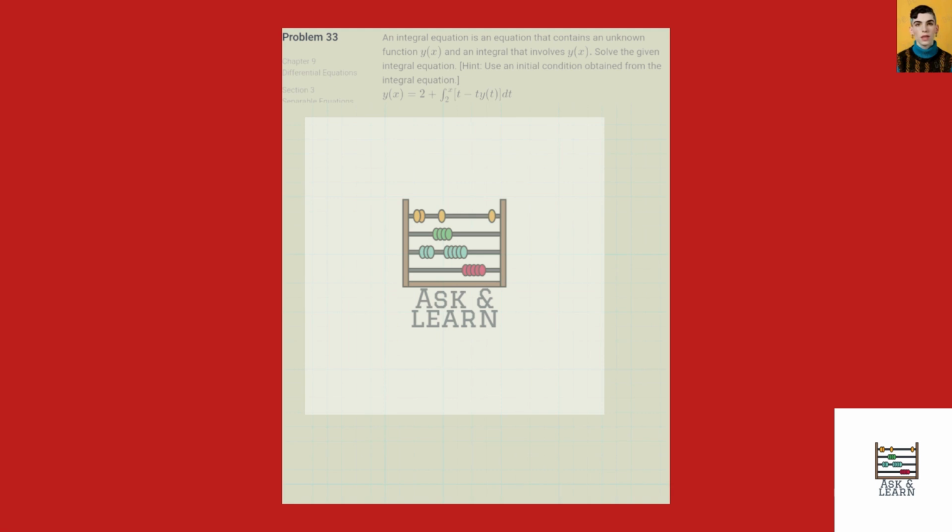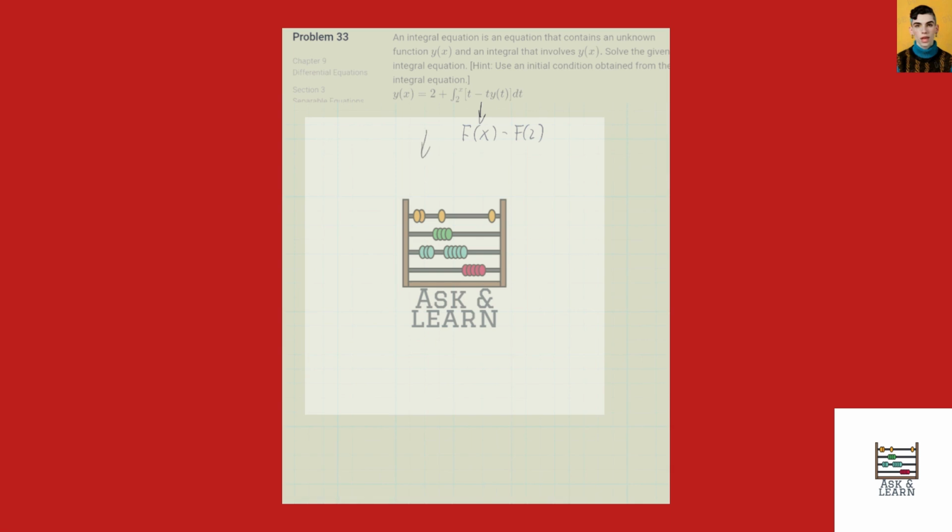For this problem, we are asked to solve the integral equation y of x equals 2 plus the integral from 2 to x of t minus t y dt. The first thing that we can do here is note that for that integral, whatever that is integrated out to be, it'll come out to capital F of x minus capital F evaluated at 2, where the derivative of capital F is going to be t minus t y of t.